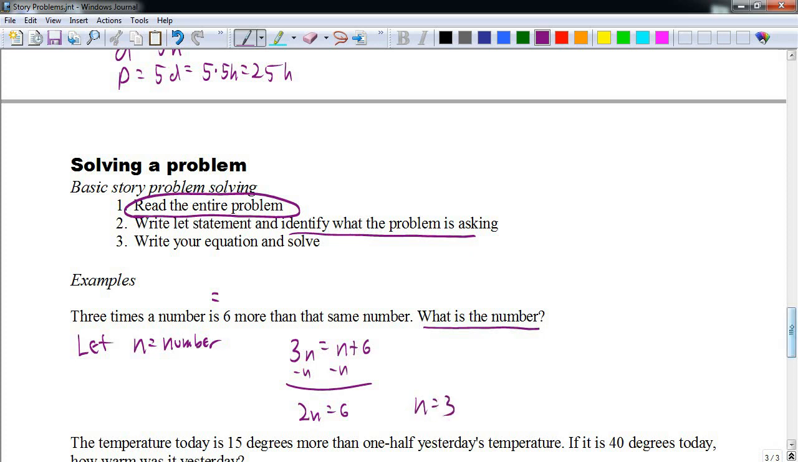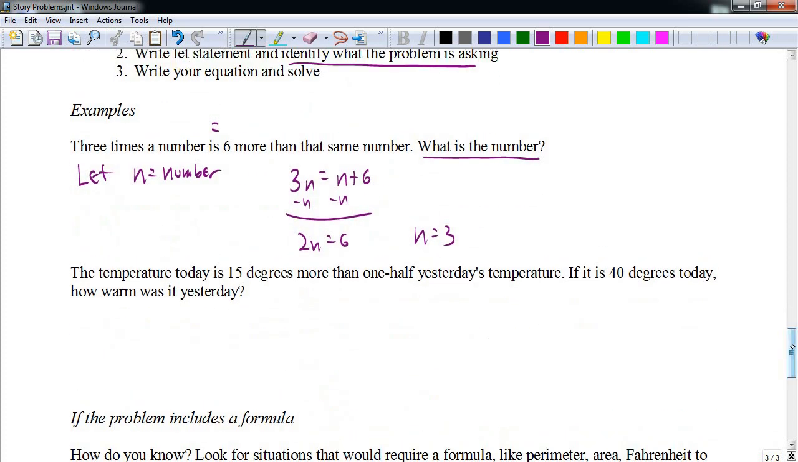Okay, let's try one more. We will go a little bit over time, and I'm okay with that. The temperature today was 15 degrees more than 1/2 of yesterday's temperature. It is 40 degrees today. How warm is it yesterday? So let's let y equal yesterday.